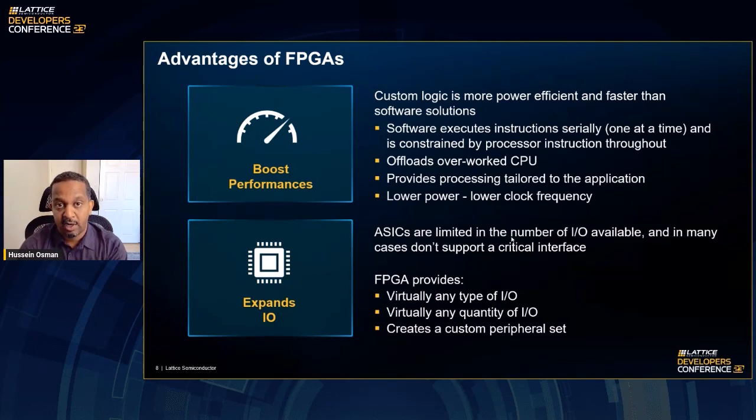IOs in an FPGA are some of the most flexible in logic devices. So there's normally a set of I/O choices that are available in an ASIC. In an FPGA, you get a generally programmable I/O. Virtually, you can choose from different packages and I/O types to support any quantities of I/Os. Also, that provides the ability to create a set of custom peripherals.